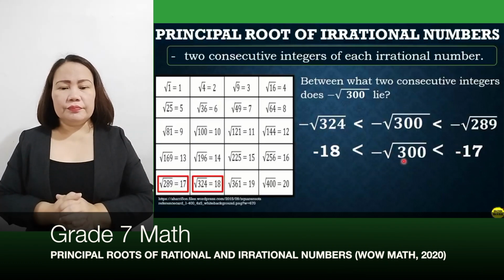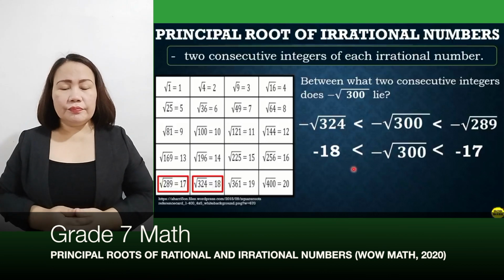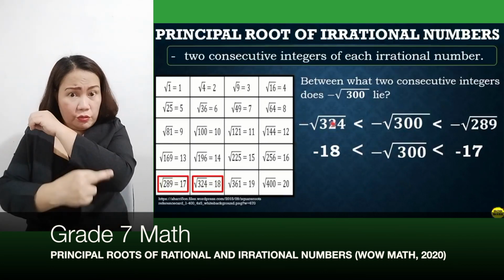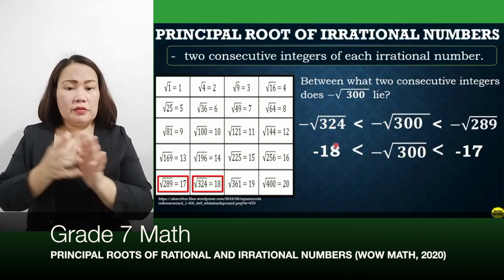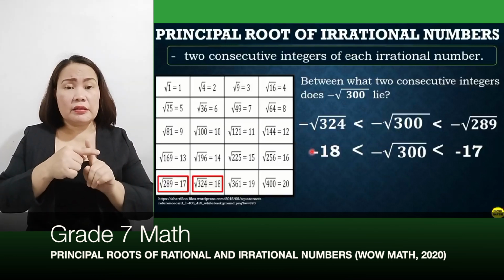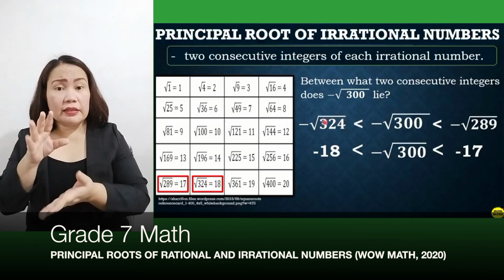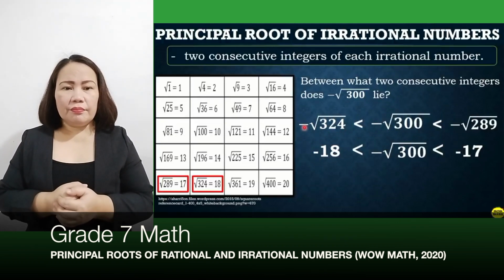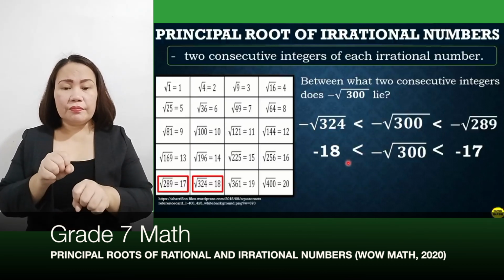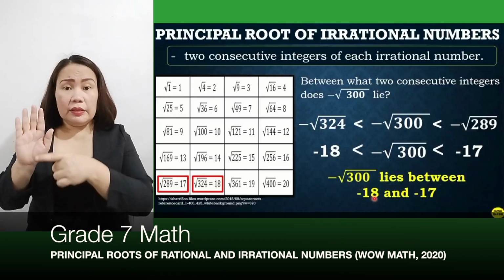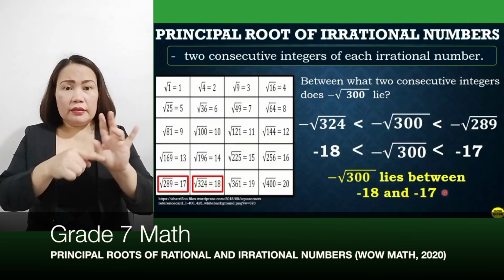Okay. Now, kung ang tatanungin ninyo, ma'am, diba ang principal root is always positive? Yes. Kaya nga nung kinuha natin ang principal root nito, 18. Naging negative lang siya because of the negative outside. Okay? Pero ito, yung nasa loob, it's positive. Okay? Ayan siya, oh. Nag-negative lang siya dahil meron tayong negative outside the radical sign. Okay. So, therefore, negative square root of 300 lies between negative 18 and negative 17.